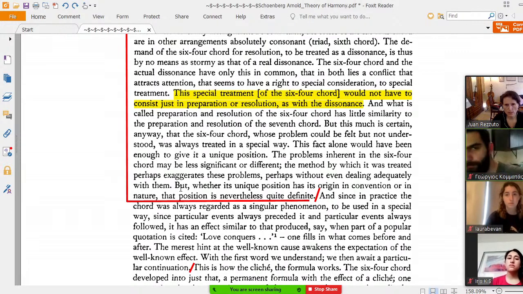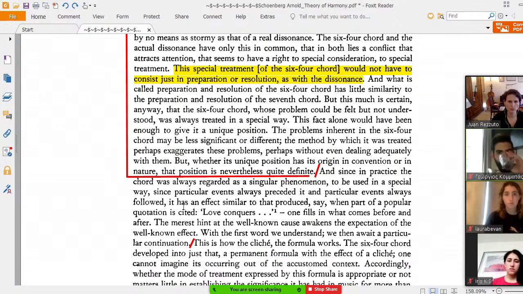But this much is certain anyway, that the 6-4 chord, whose problem could be felt but not understood, was always treated in a special way. This fact alone would have been enough to give it a unique position. The problems inherent in the 6-4 chord may be less significant or different. The method by which it was treated perhaps exaggerates these problems, perhaps without even dealing adequately with them. But whether its unique position has its origin in convention or in nature, that position is nevertheless quite definite.